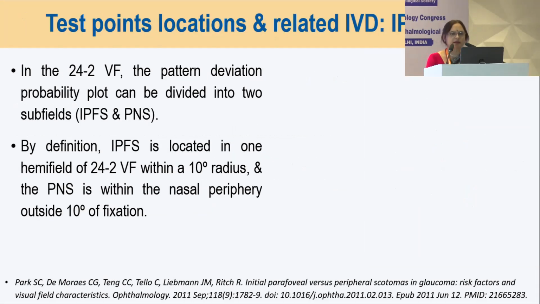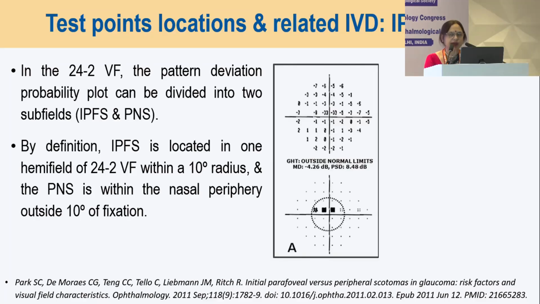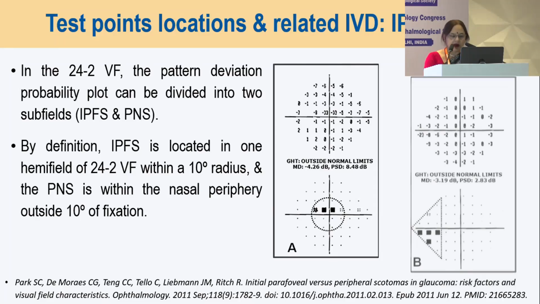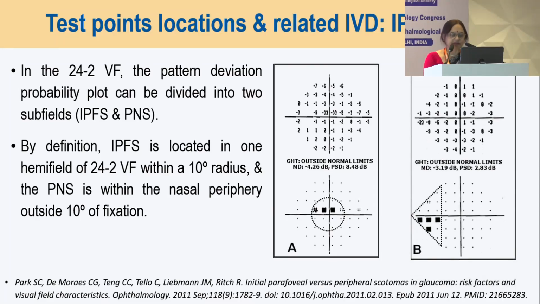Now why are these central and paracentral points important? Just to understand test point locations and related initial visual field defects. What are they? IPFS and INS. In the 24-2 visual field, the pattern deviation probability plot can be divided into 2 subfields, that is initial parafoveal scotoma and paranasal scotoma. By definition, initial parafoveal scotoma is located in one hemifield of a 24-2 visual field within 10 degree radius, and the paranasal scotoma is within the nasal periphery outside 10 degrees of fixation.